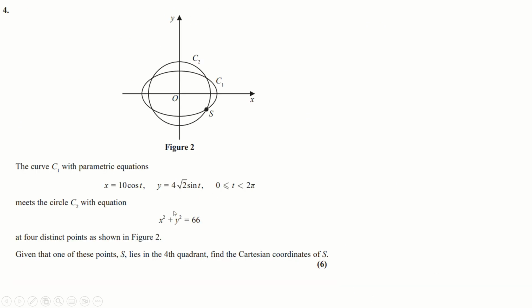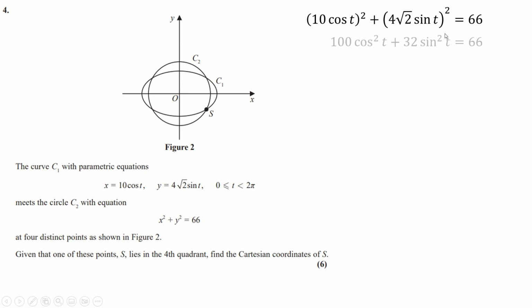This is kind of an interesting question. So we're looking for the intersection of this circle, which is C2, and this kind of oval, which is given parametrically. You could actually just put this x value in there and this y value in there to set them equal to each other, and we'll just solve for t.